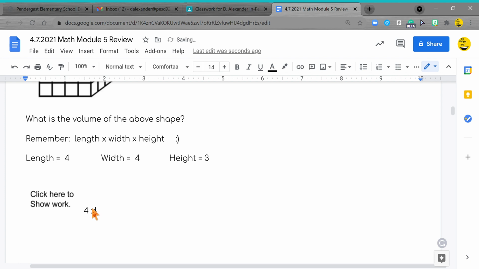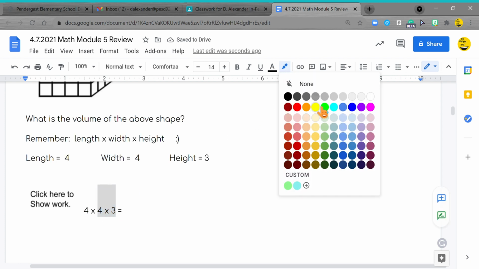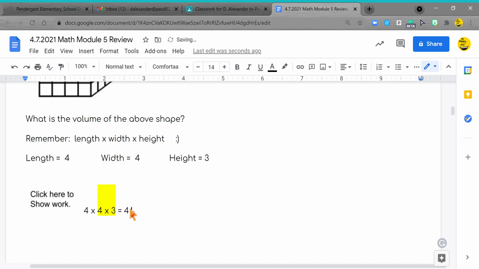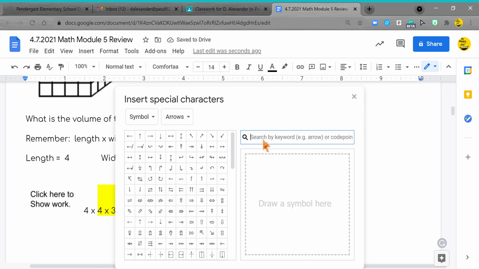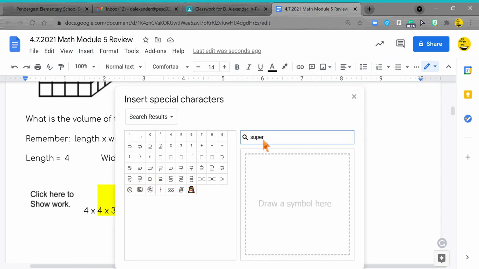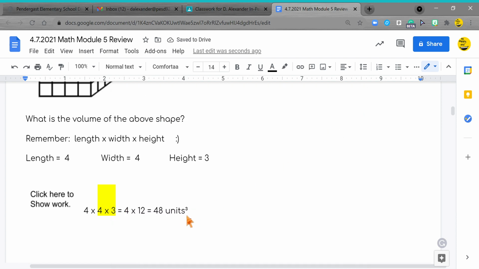I'm going to do 4 times 4 times 3 equals. And just so the teacher knows which way it went, I'm going to quick highlight the one problem I'm actually doing. So I'm going to bring my 4 times, and 4 times 3 is 12. Now I'm looking at 4 times 12, which is 48. And yes, we got to make sure we label it, and it's units cubed. So what I'm going to do is go into insert and hit special characters. And right here in the search, I'm going to write the word super. Once I get super, I find my 3, and then I exit out, and I get units cubed. So my answer is 48 units cubed.